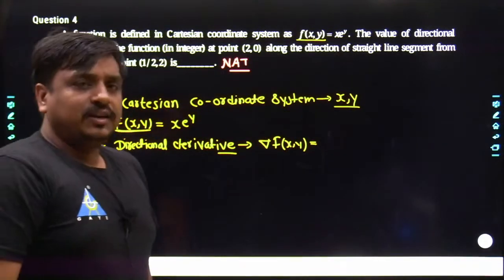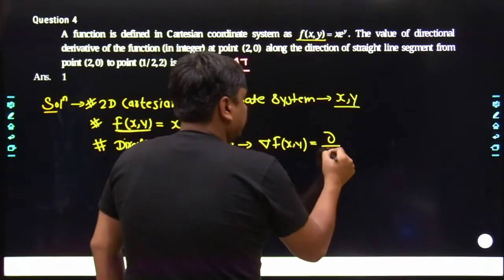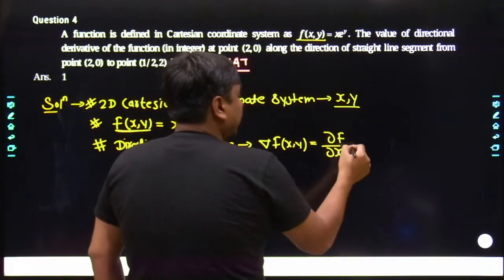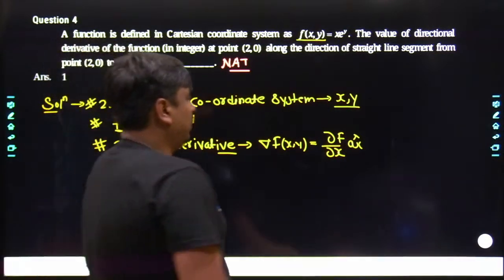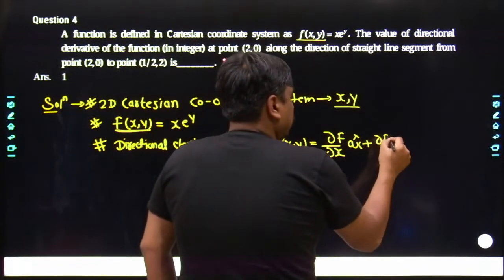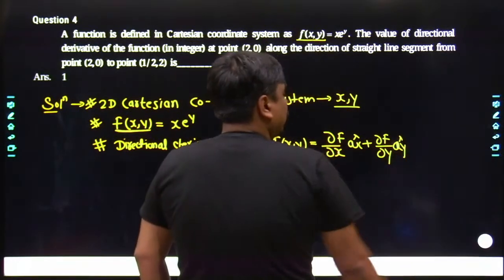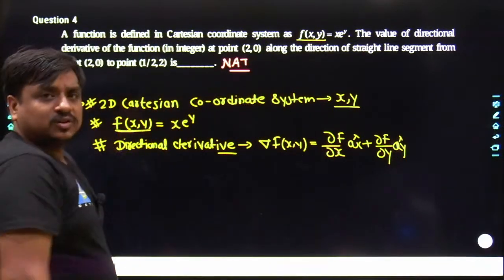How do we calculate this? Probably most of us must be knowing how we calculate the gradient. The partial differentiation of f has to be taken with respect to x, and it becomes a component in the direction of ax cap. Similarly, del f by del y in the direction of ay. You need not write the component in the direction of az, because f is a function of x and y alone.